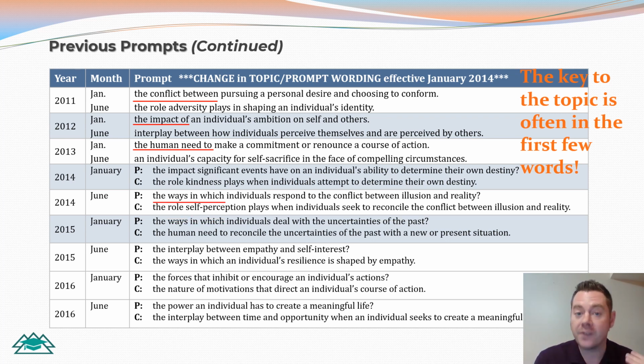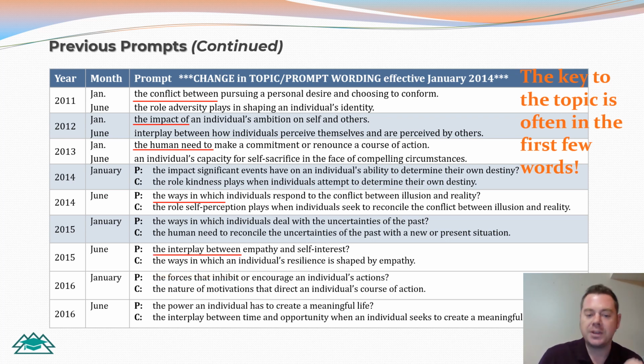The ways in which is a very common start to a topic that we see here over the years. And this is about individuals responding to the conflict between illusion and reality, but this is about the way in which. So how does somebody respond to that? And what is important about responding in that fashion? If I respond to it in a particular way, somebody else could have responded to it in a different way, right? So why is it important that I went about it in a particular fashion or a character, right?